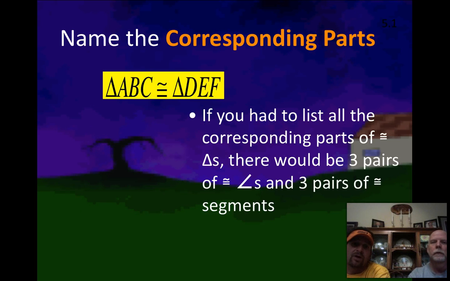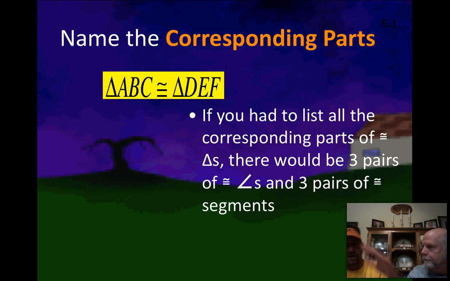So we want to name the corresponding parts here. So here's a first look, guys, at a congruence statement. Right here it says that triangle ABC is congruent to triangle DEF. And so that congruent statement says that A has to match up, has to be corresponding with D, B has to be corresponding with E, and C has to be corresponding to F.